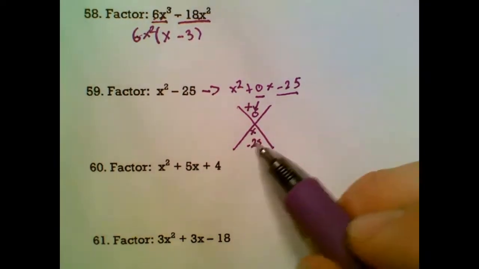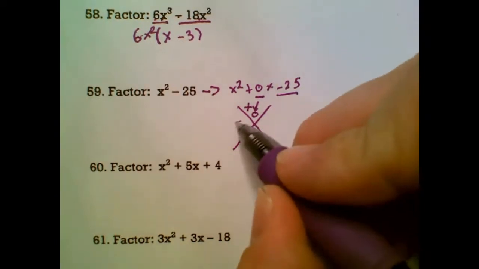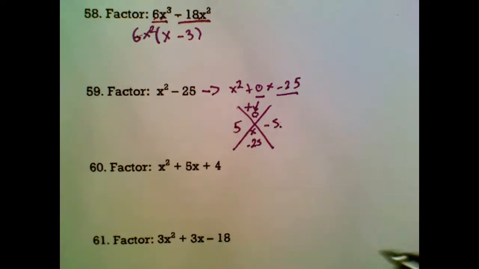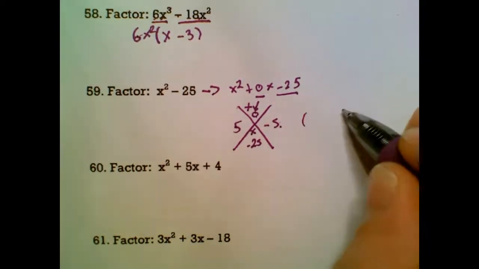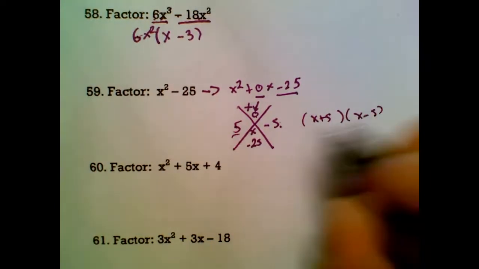Well, if you do it in your head, we got 1 and 25 that do it. What we can also do is 5 and 5. 5 and negative 5. If we add these two together, we get 0. If we multiply them, we get negative 25. So this factor would be x plus 5, that's from there, and x minus 5, that's from there.